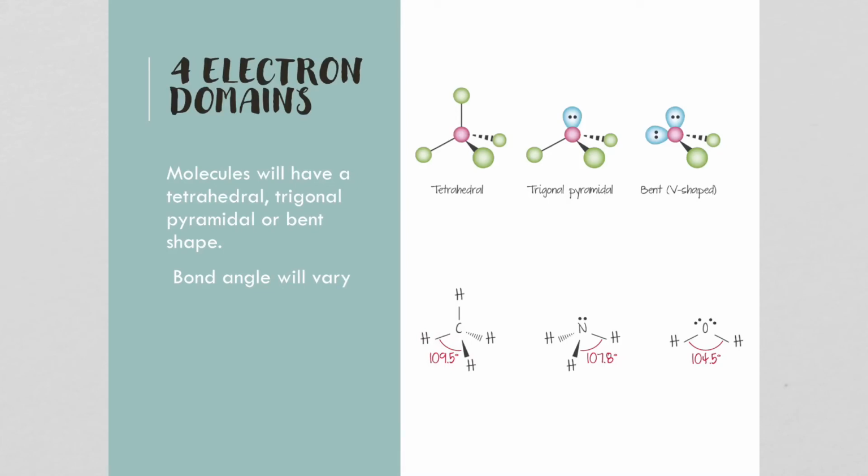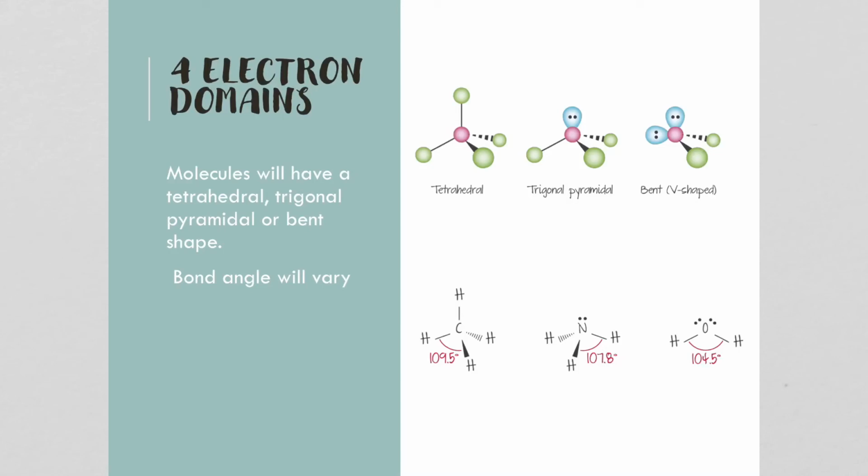Trigonal pyramidal, an example would be ammonia. It looks more like a pyramid. It doesn't have a bonding pair up here, it's a lone pair of electrons. So it looks like a little pyramid or tripod almost standing on the page. One part will be going into the page, this one's coming out, and that one's just flat on the page. Their bond angles are 107.8 degrees.